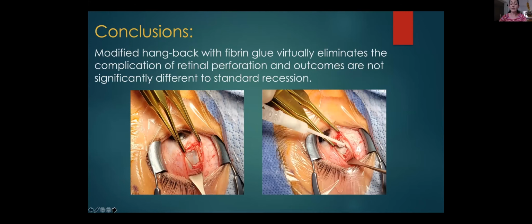The hangback recession has an important advantage as it eliminates the complication of retinal perforation that can occur with standard fixed suture recession, whilst avoiding under or overcorrection that can occur with traditional hangback recession. Our results showed that we had as good surgical results with the hangback recession as standard fixed suture recession with no complications. This technique increases patient safety without sacrificing surgical outcomes and can be especially useful in patients with thin sclera, such as patients with high myopia or those with difficult posterior exposure.